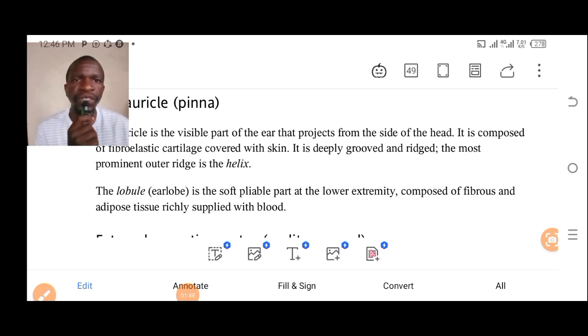The lobe, which is the earlobe, is the soft pliable part of the ear at the lower extremity, composed of fibrous and adipose tissue, richly supplied with blood.